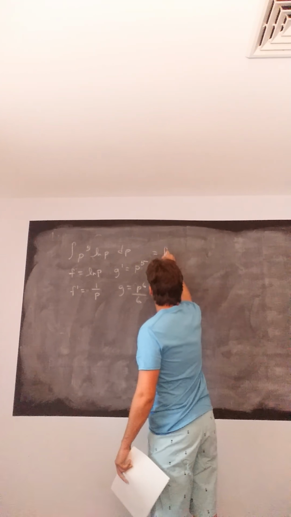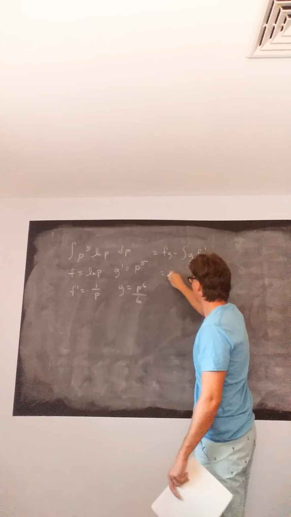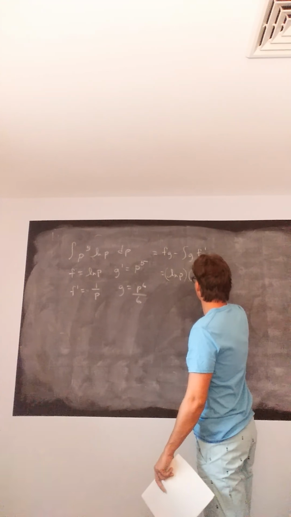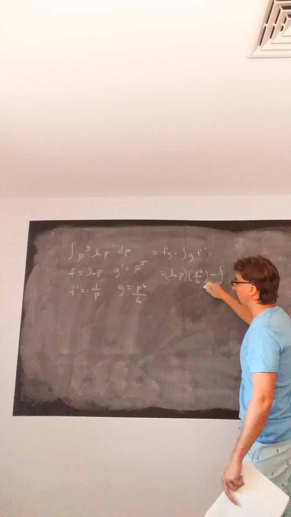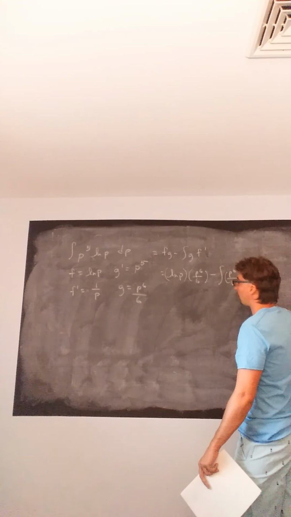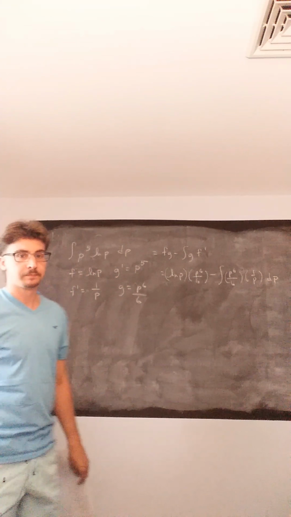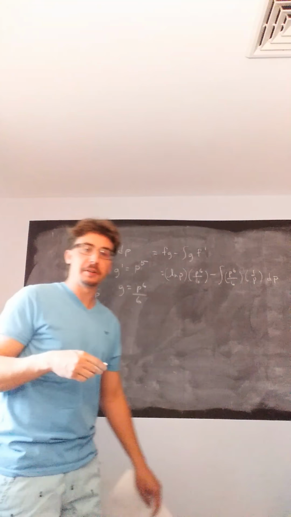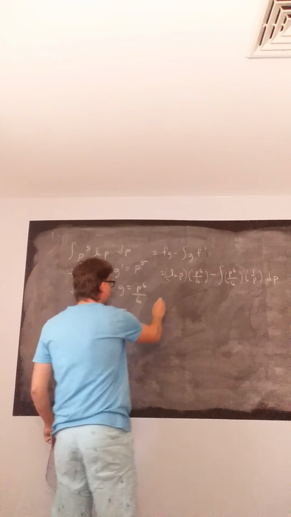So now we have fg minus the integral of gf prime. So f is the ln of p times g, which is p to the 6 over 6, minus the integral of gf prime. So g is p to the 6 over 6 times f prime, which is 1 over p dp. And again, as you probably see when you do these integral problems, a lot of times we can do algebra first, get things out of the way.